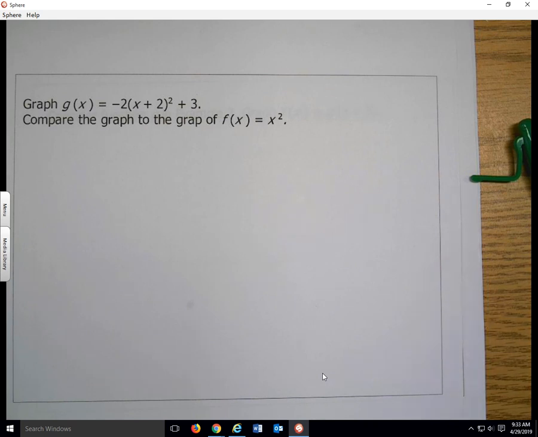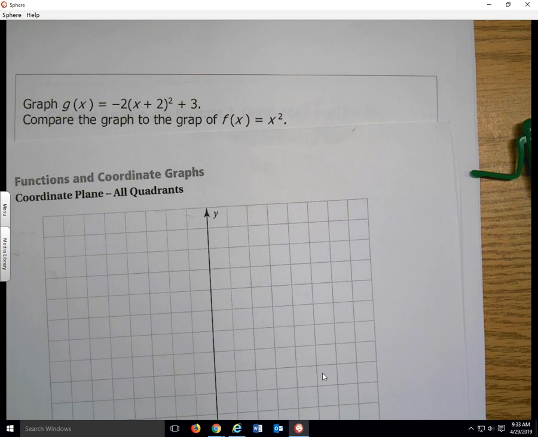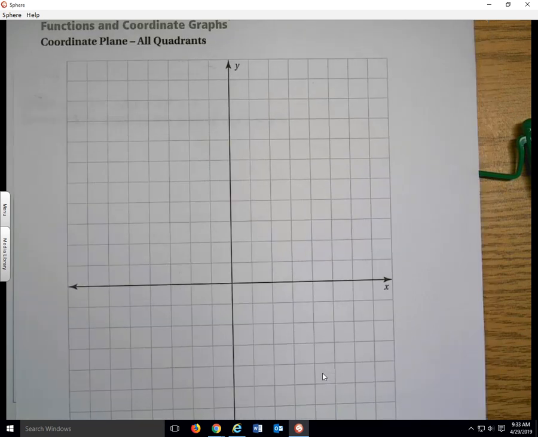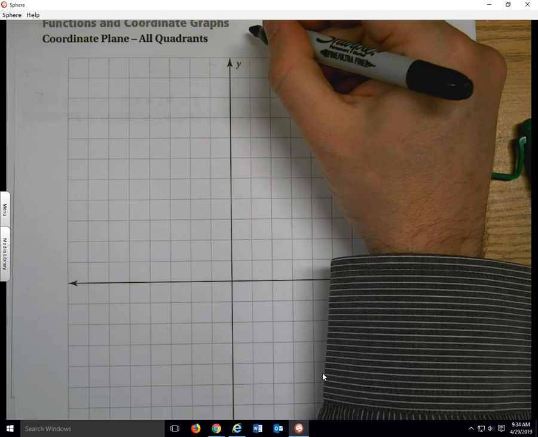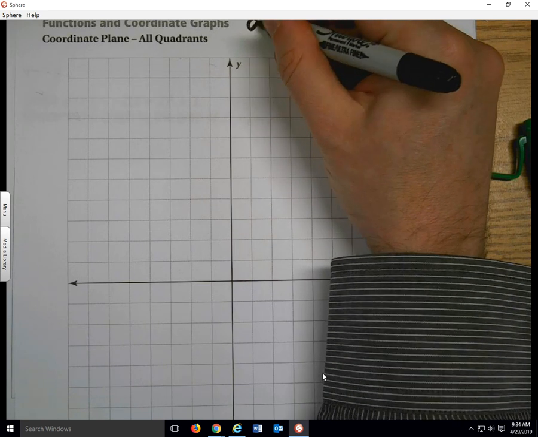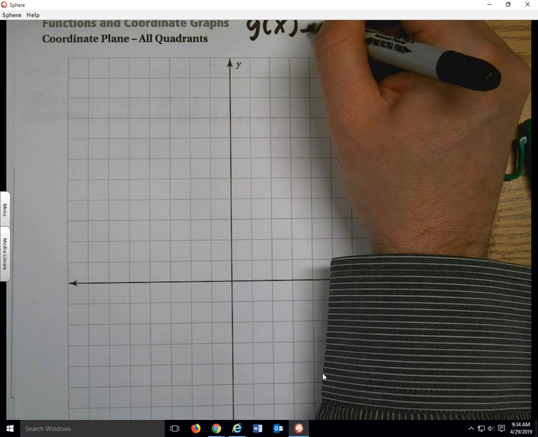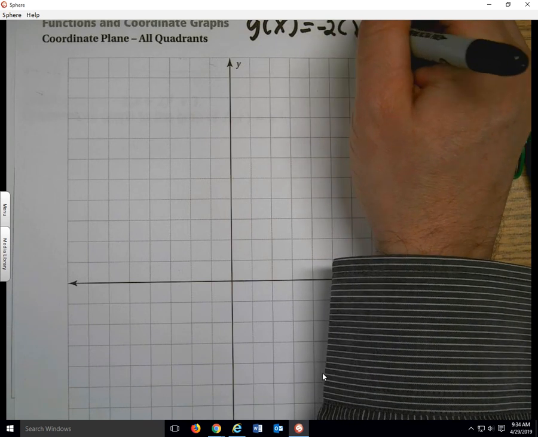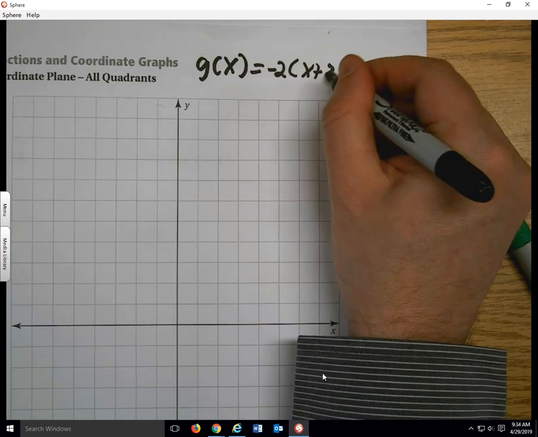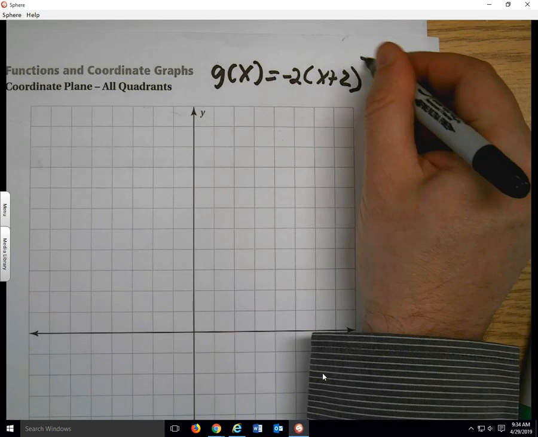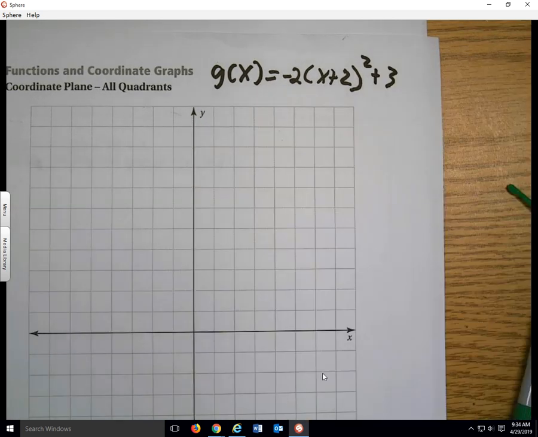It says graph this and compare it to the parent function. Let's see if I have a graph anywhere. I do. So let me just write the equation so we can see what we're graphing here. That's always a nice step. And I'm going to write down the steps to solve this. I want you to also write them down in your notes. So if we had, what's the question? It's g of x equals negative 2 times the quantity x plus 2 squared plus 3.